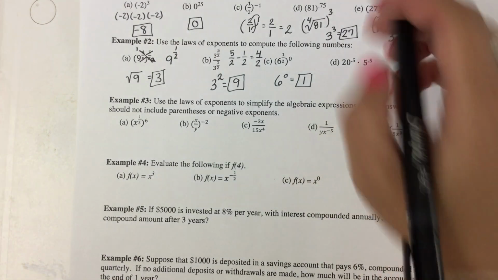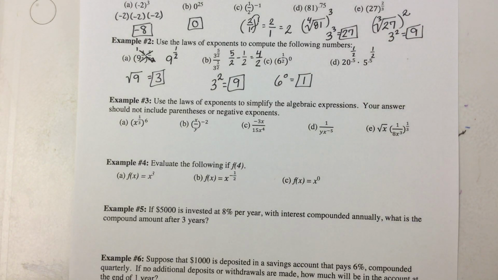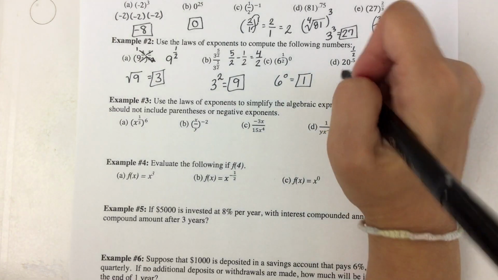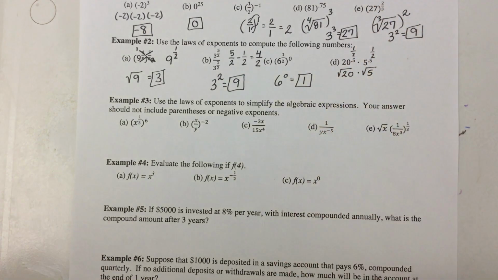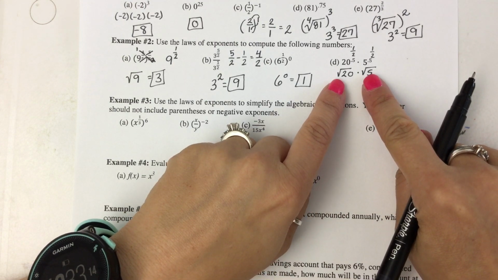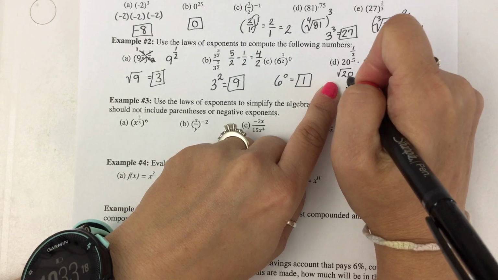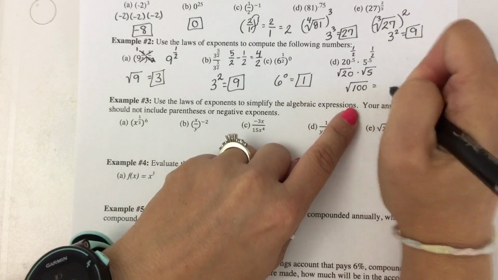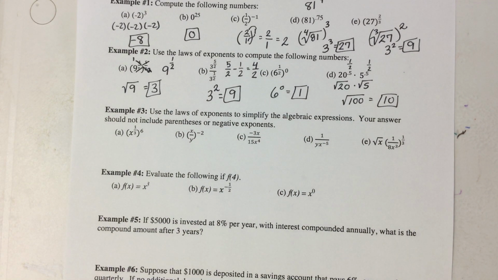If you have 0.5, that's the same thing as 1/2. 1/2 is the same thing as a square root. So this is the square root of 20 times the square root of 5. You are allowed to multiply radicals together as long as you have the same index. These are both square roots. So it's the square root of 20 times 5, which is 100. And the square root of 100 is 10. So it's all of those exponent properties mixed and jumbled together in one section, just to make sure that you have a solid foundation of how this works.